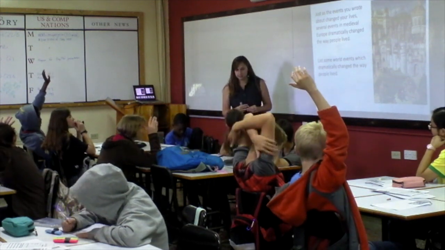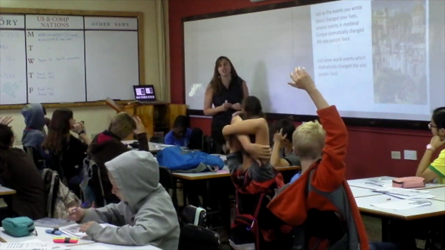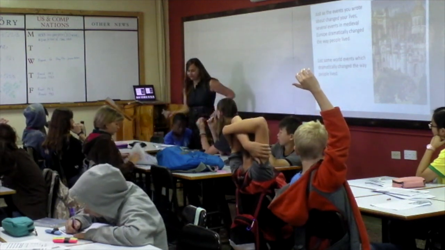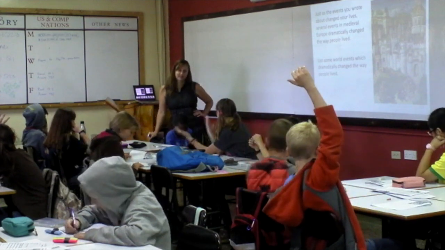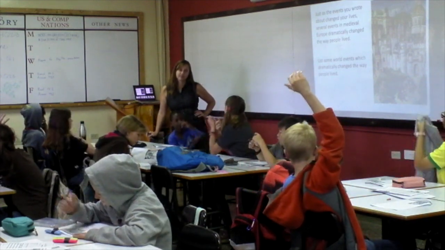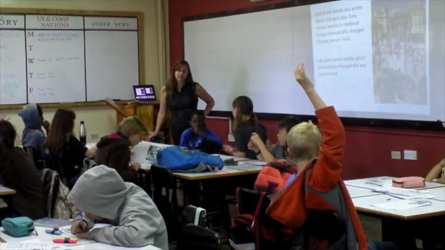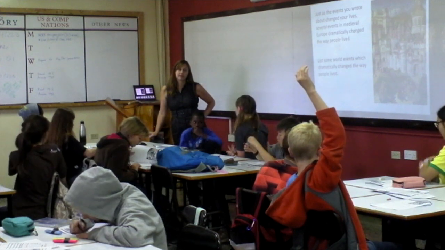Anyone? The Black Death. The Black Death. How did that change people's lives? Because so many people died, there weren't enough people to work in the fields, there weren't enough people to do stuff. So therefore, the peasants were asking for money for their work, so that ended the manor system.